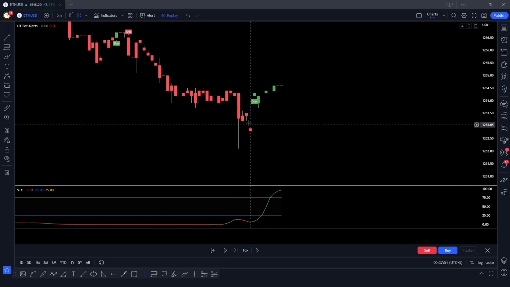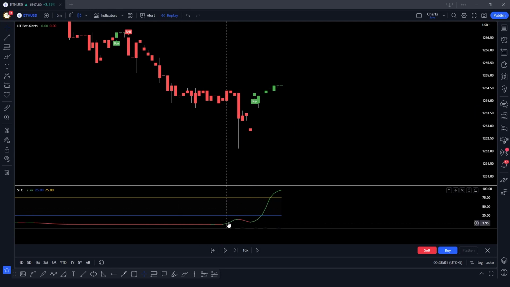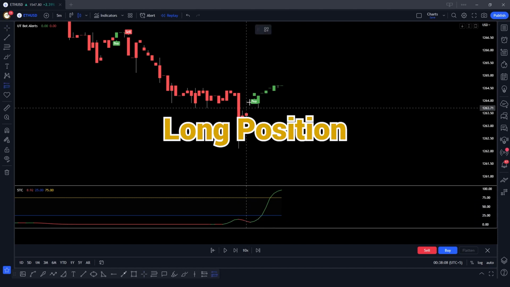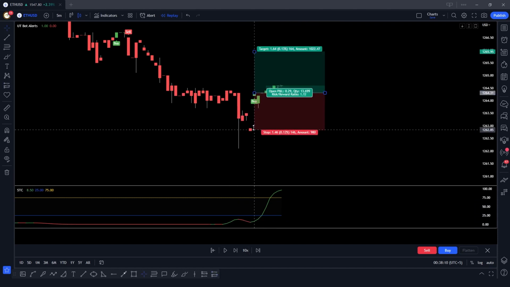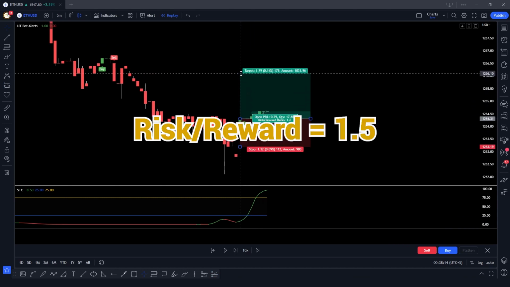So as you can see, there is again a buy signal from the UTBot alerts indicator, and also in the STC indicator, this moving line is below this blue line, and it's also pointing in the upward direction with green color. So we'll take our long position here at the close of this bullish candle, and we'll put our stop loss at the last low, and we'll be targeting 1.5 to our ratio.